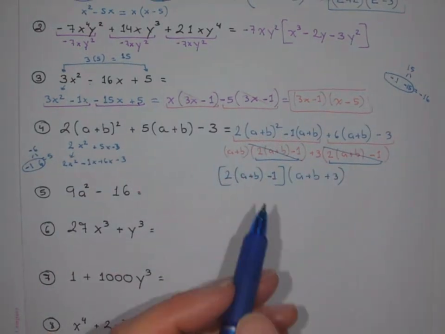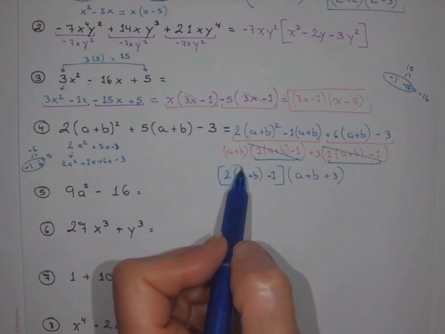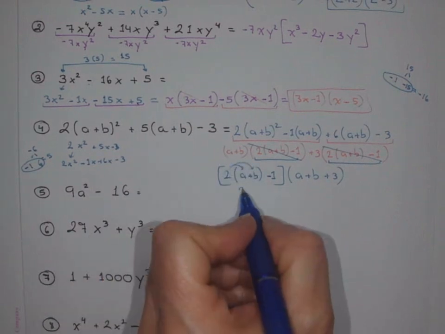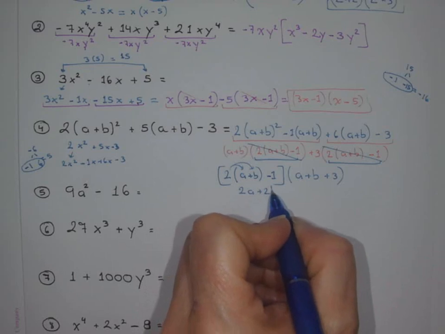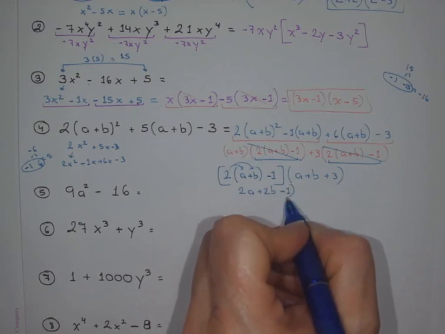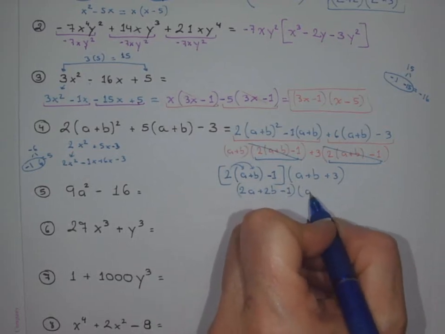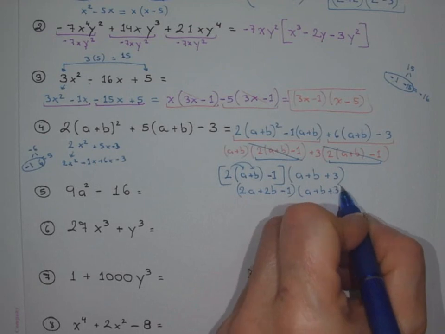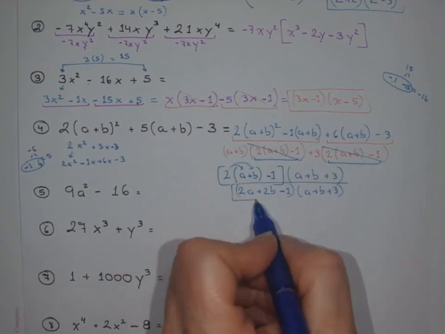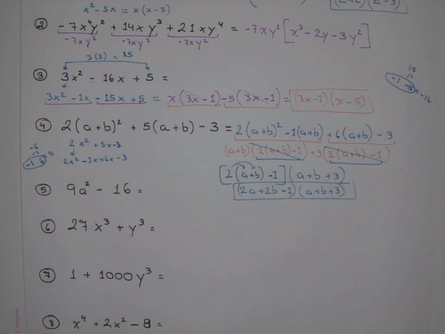Okay, now let's simplify here. We can distribute that 2, so we have 2a plus 2b minus 1, and then multiplied by a plus b plus 3. Now that doesn't look very simple, but that's your factored form right there.